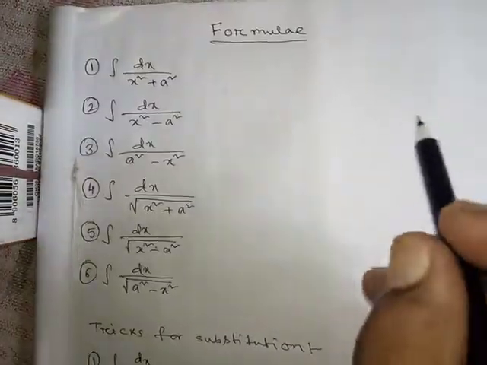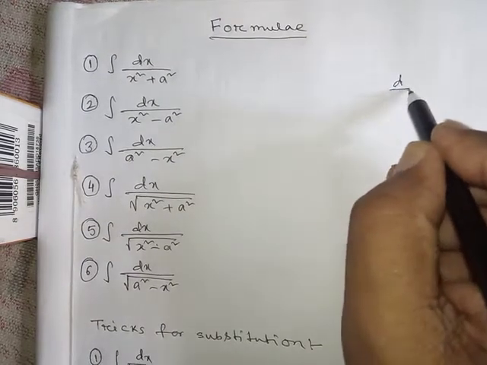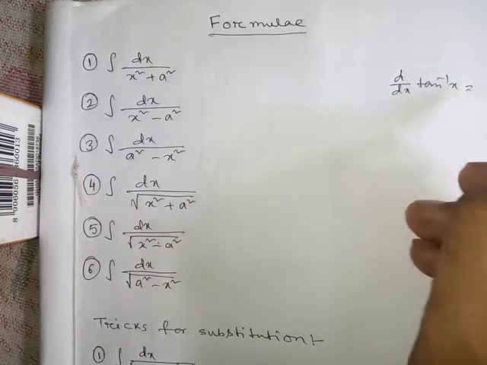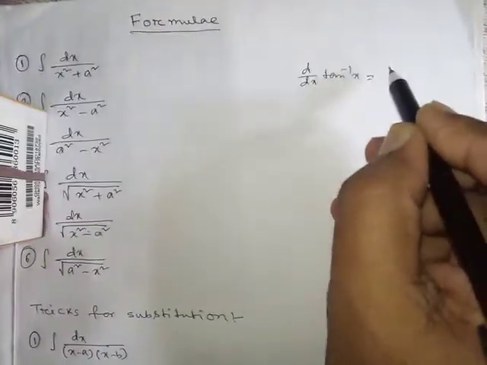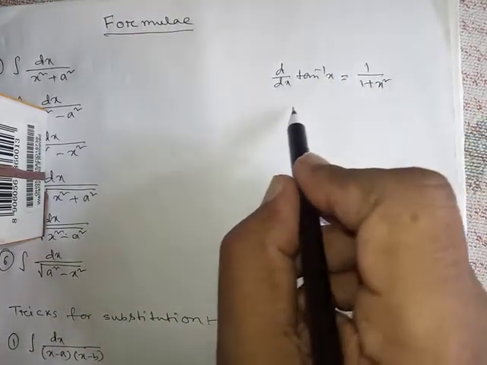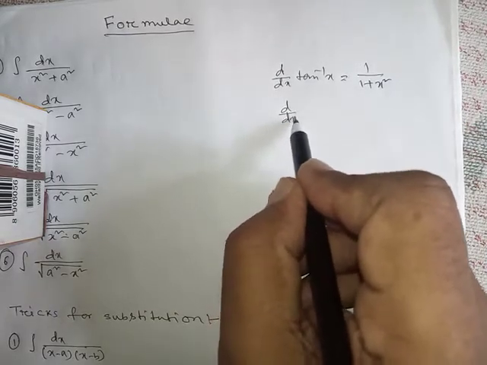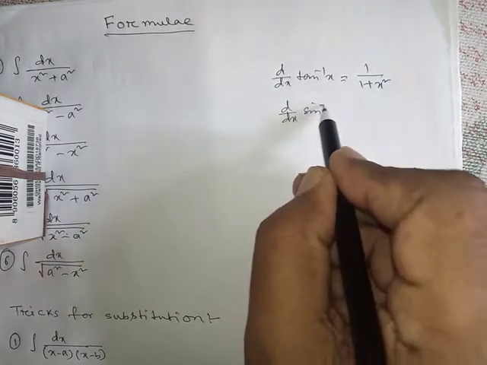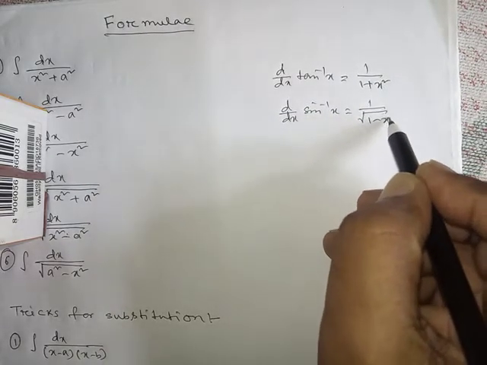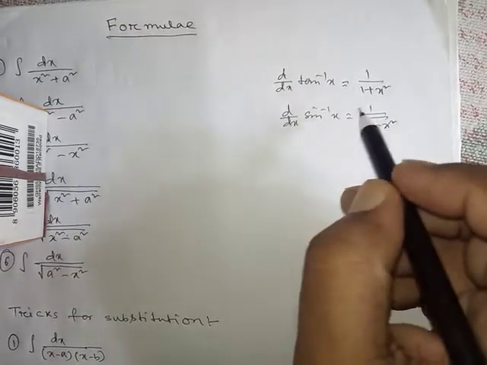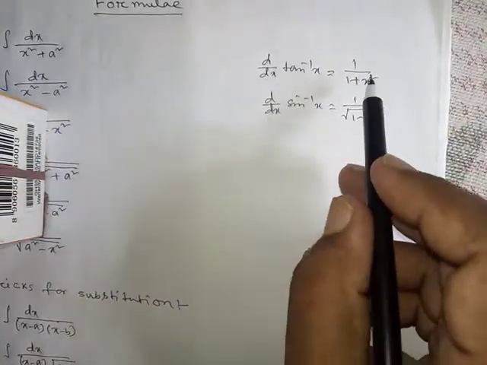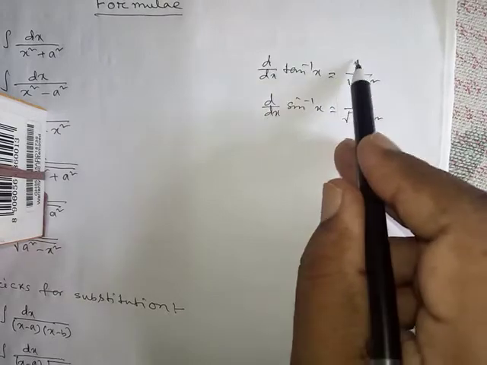First of all, you tell me d/dx of tan inverse x, this is 1 by 1 plus x square. This formula is known to us, as well as d/dx of sine inverse x equals 1 by square root of 1 minus x square. These two formulae are known to us.